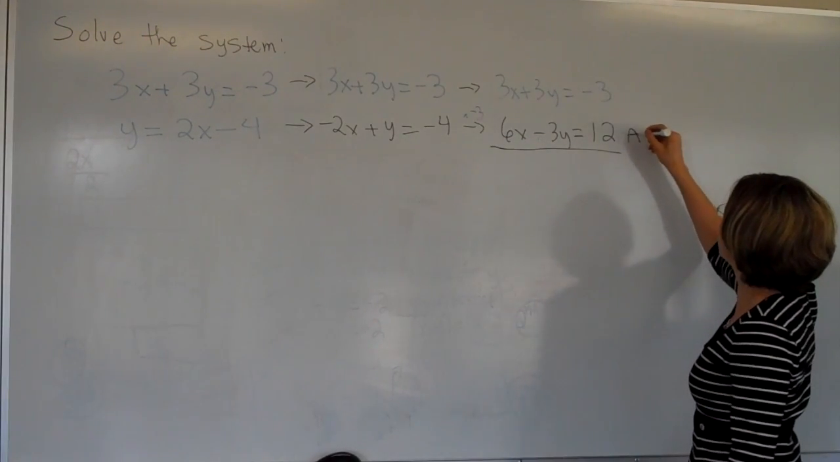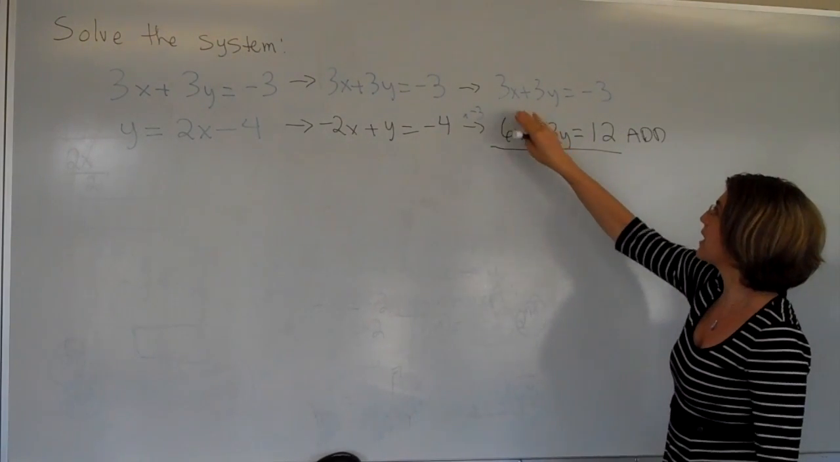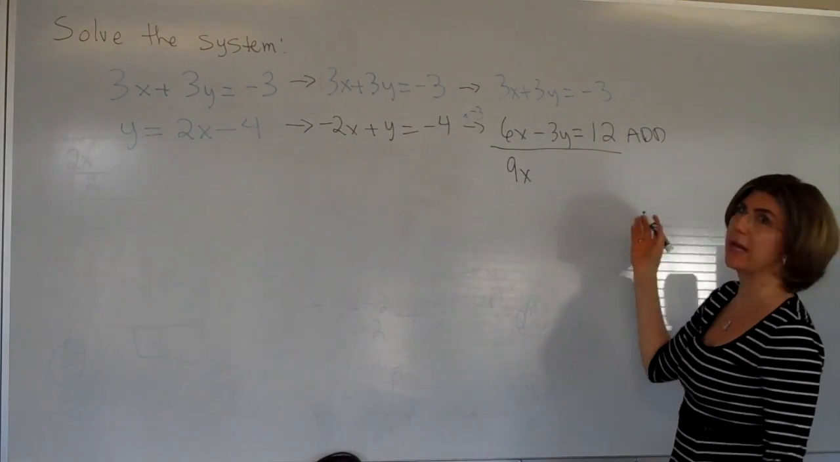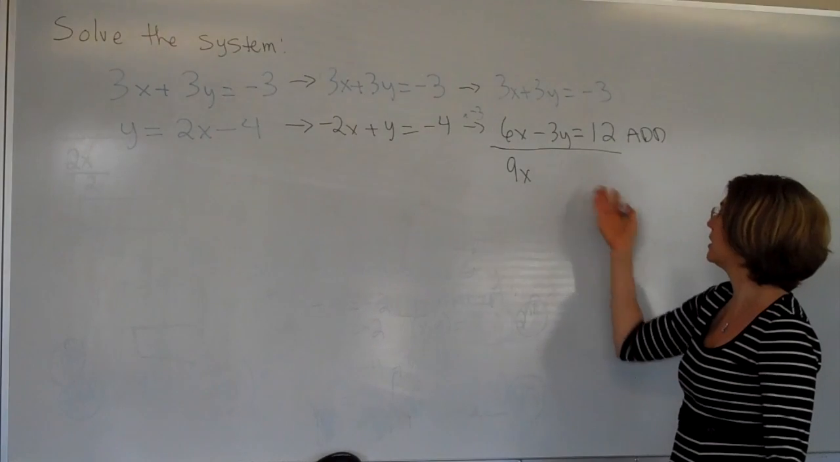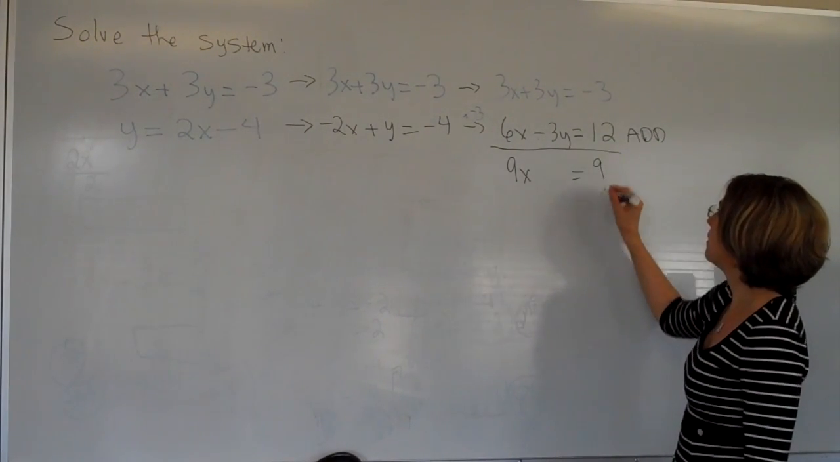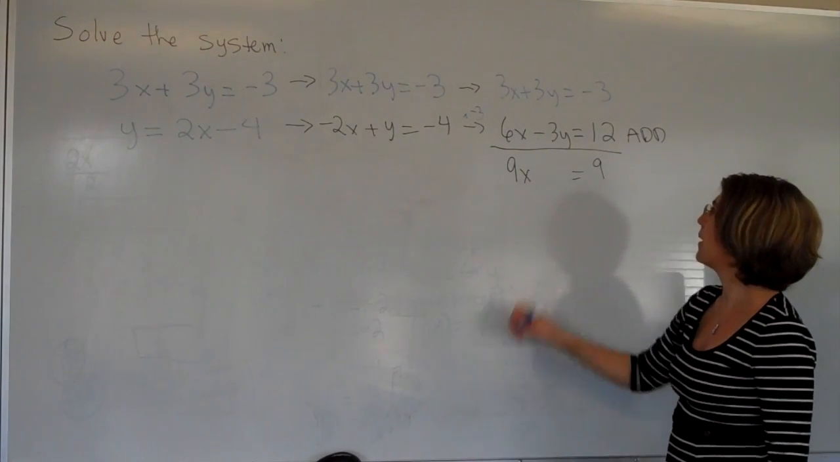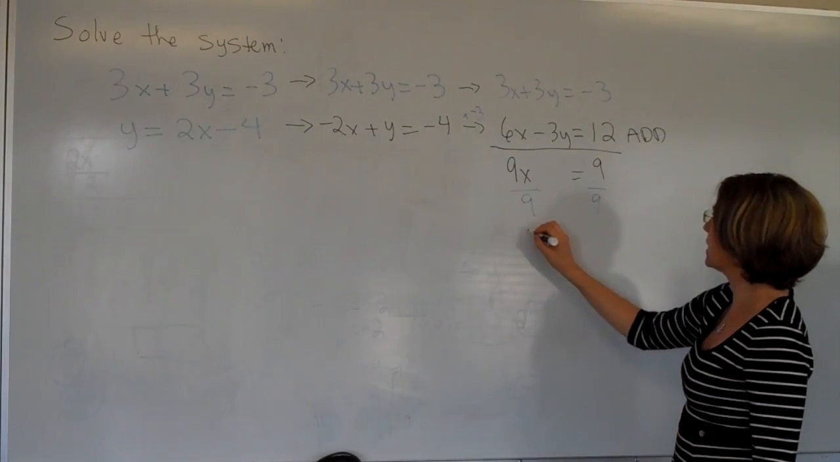Let's add. Remember, when we do the elimination method, we add. 3x plus 6x is 9x. 3y minus 3y is nothing, so I'm not going to write anything. I'm not going to write 0 or 0y. I'm just going to leave that part blank. And minus 3 plus 12 is 9. If 9x is equal to 9, and I divide both sides by 9, then I get x is equal to 1.